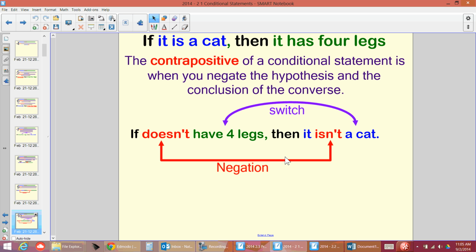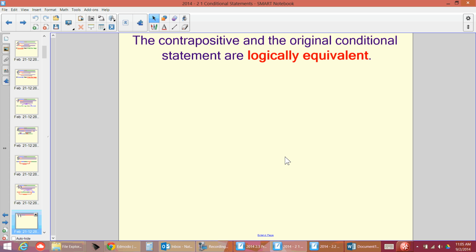We talk about the contrapositive. This is like if the converse and the inverse had a baby, and it does both items. It's a converse and an inverse at the same time. So we switch their position and we negate them at the same time. So if it doesn't have 4 legs, then it isn't a cat. There's the negation, and you see that we switched their places. That's a contrapositive. A contrapositive and the original conditional statement are logically equivalent. That means that if the original statement is true, then the contrapositive is guaranteed to also be true. And if the original statement is false, then the contrapositive is guaranteed also to be false.